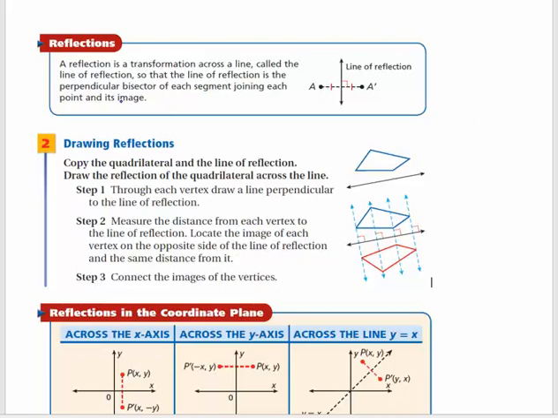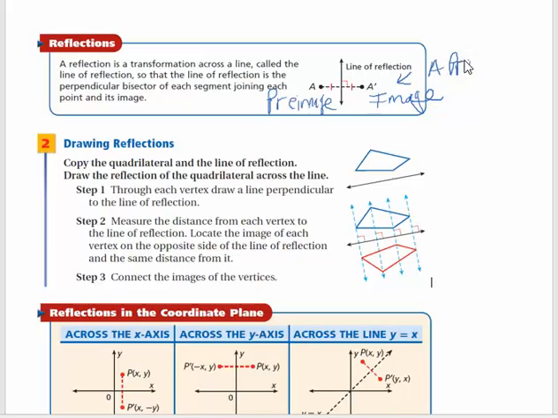So here's the definition of a reflection. It's a transformation across a line called the line of reflection, so that the line of reflection is the perpendicular bisector of each segment joining each point and its image. This is a very specific definition. We usually say that a reflection has been flipped over a line of reflection. You do need to know that we have a pre-image, which, if it's a point, is just named with one capital letter, and the image would be that same capital letter with the prime after it. So you would read this as A prime.